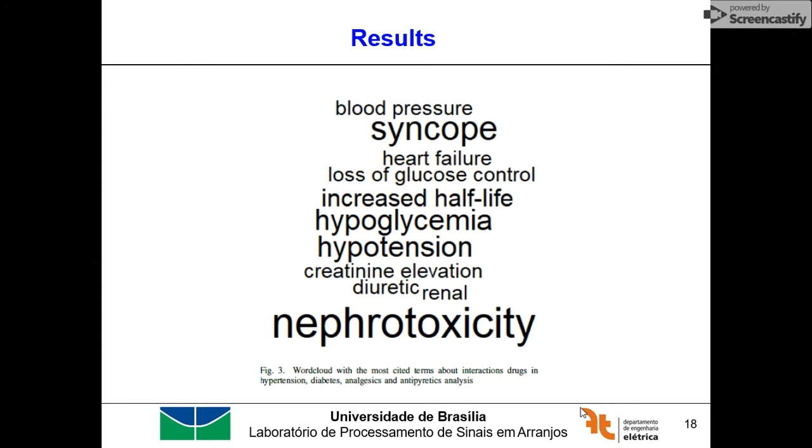In the next table, we have the association of drugs for hypertension with commonly used drugs, such as analgesics, antipyretics, and diabetes drugs, since patients have associated comorbidities. With this, we can say the most frequent effects are nephrotoxicity, syncope, hypoglycemia, hypotension, increased half-life, blood pressure, heart failure, creatinine elevation, lost glucose control, and renal.